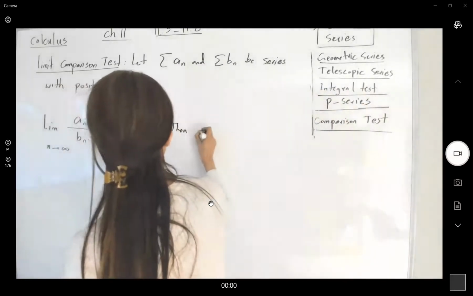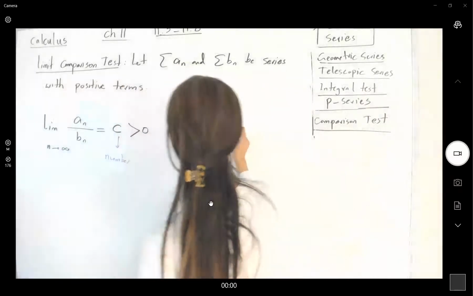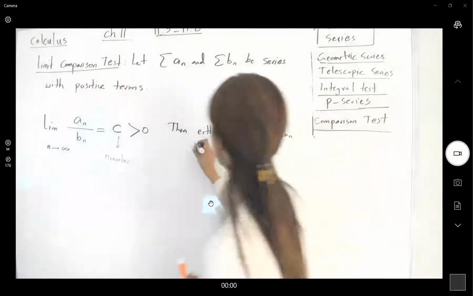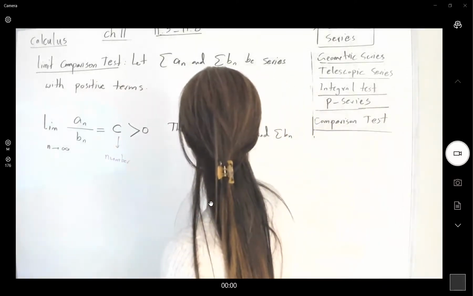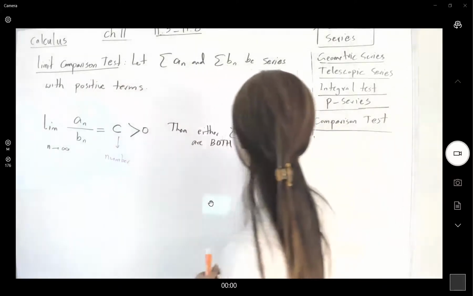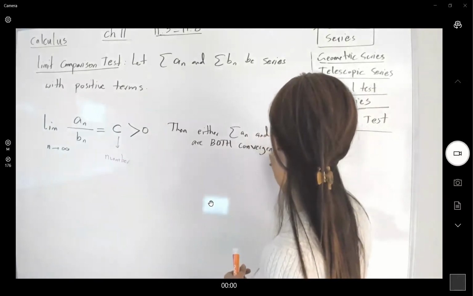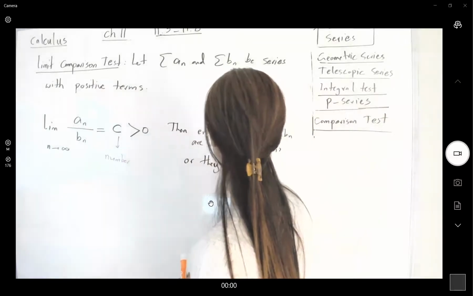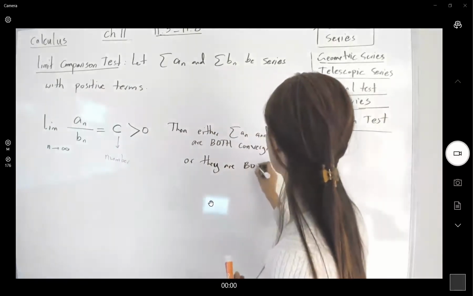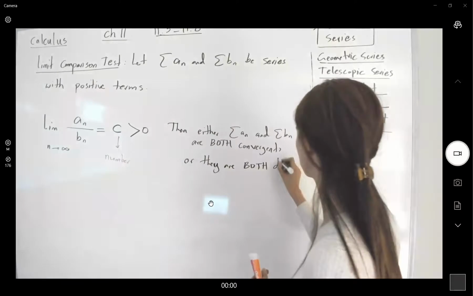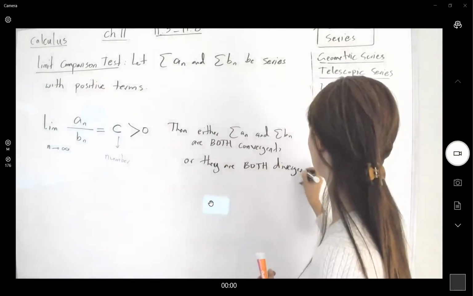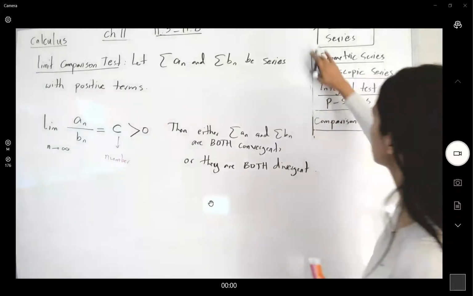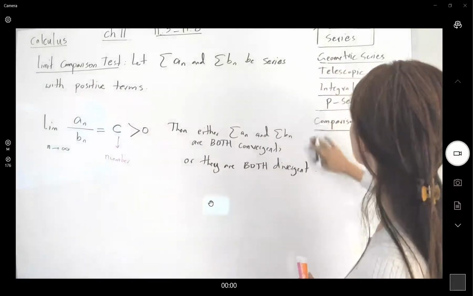Then either sigma an and sigma bn are both convergent or they are both divergent. So our next one is limit comparison test.